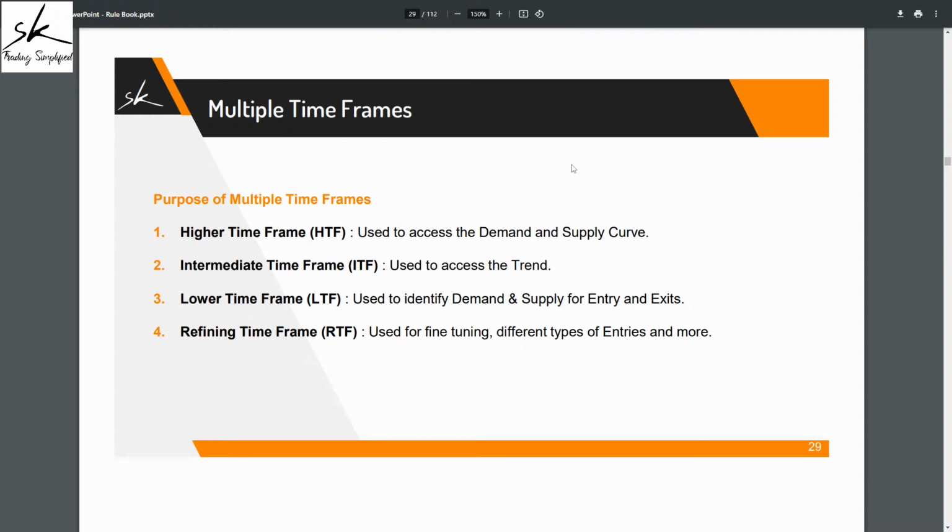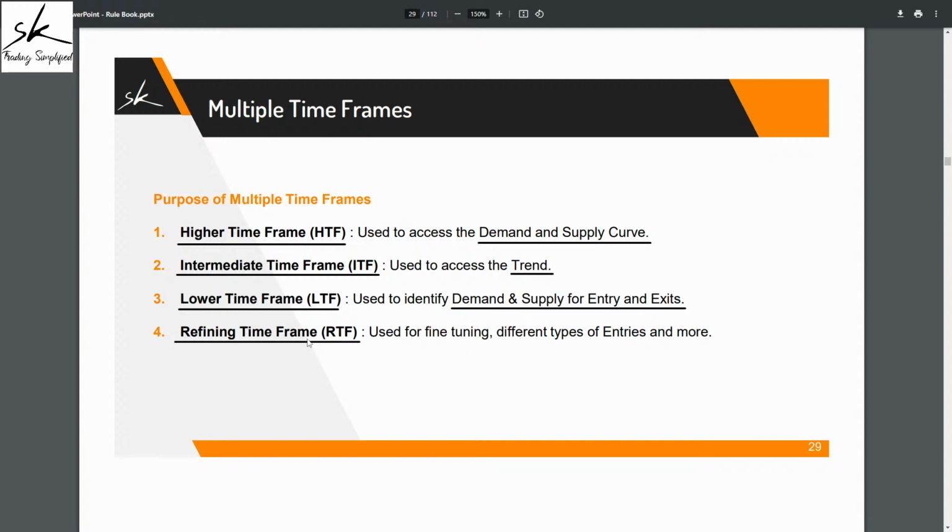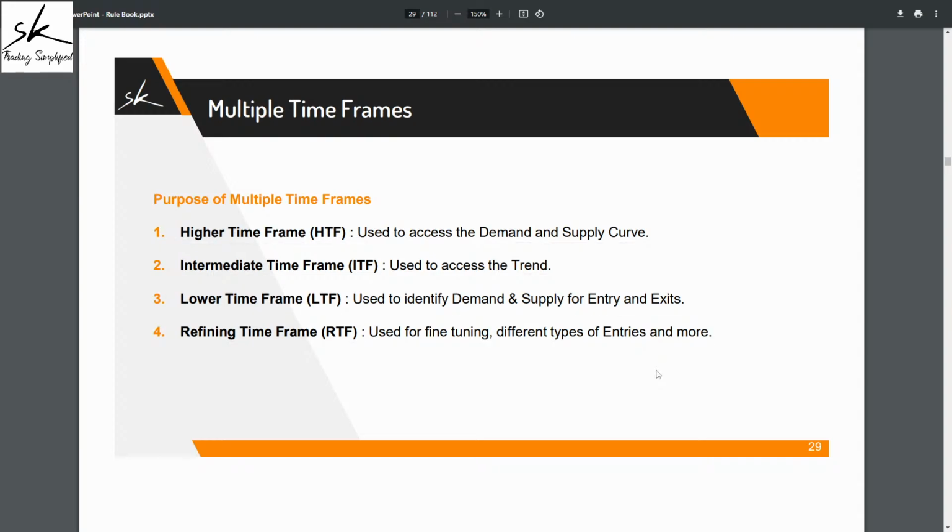So what are the multiple time frames we use? We use a minimum of four different time frames, and we call them the higher time frame HTF, intermediate time frame ITF, lower time frame LTF, and the refining time frame RTF. Higher time frame is used for demand supply curve analysis, intermediate is used for trend analysis. On the lower time frame, we identify areas of demand and supply for entries and exits, and the refining time frame can be used for multiple purposes like fine tuning the zone, different kinds of entries like your type 2, type 3 entries, or in case we need to apply some additional rules, that is also where this time frame can help us.